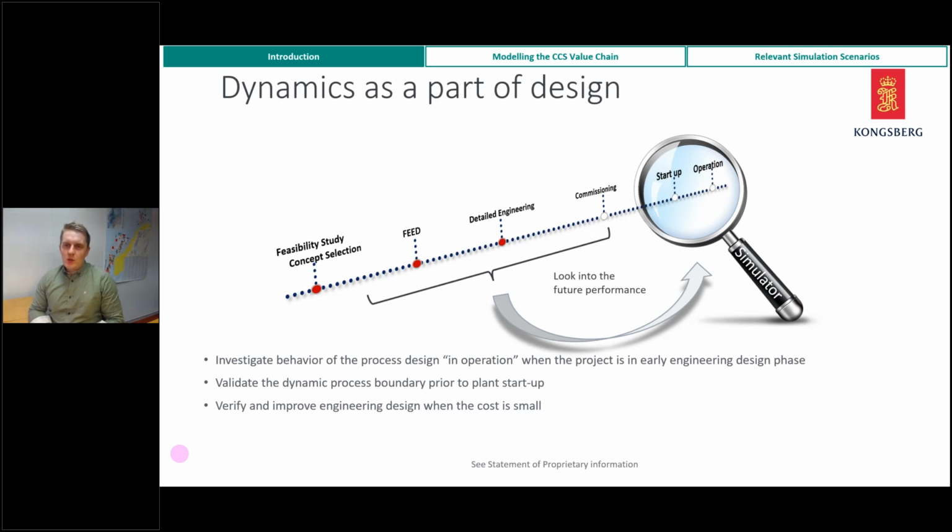At KDI, we talk about dynamic simulations. That's our main focus. Of course, steady state is an important aspect of design, but I want to emphasize to you that the dynamics is too, all the way from feasibility and concept selection through to startup and operation. The dynamic behavior of your process is extremely important to bear in mind. And you can actually get started really early on.